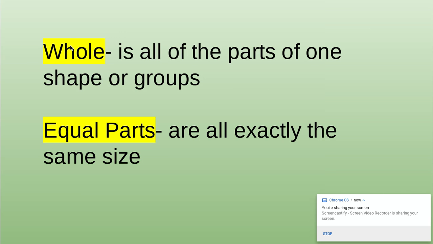So think of ordering a pizza. When you order a pizza, you get one whole pizza. All right, but that pizza might be cut up into 8 slices. Those 8 slices create the whole shape.